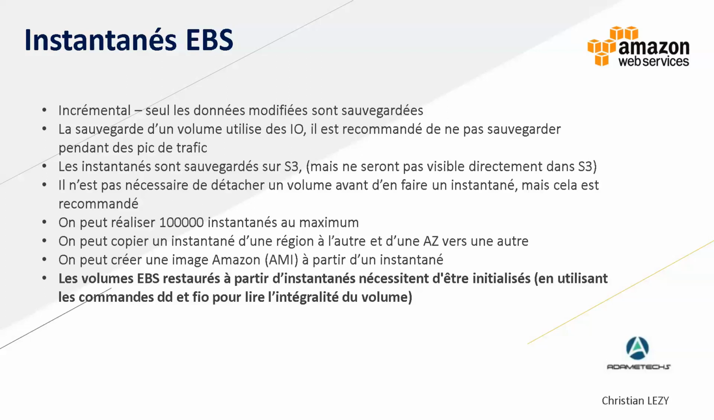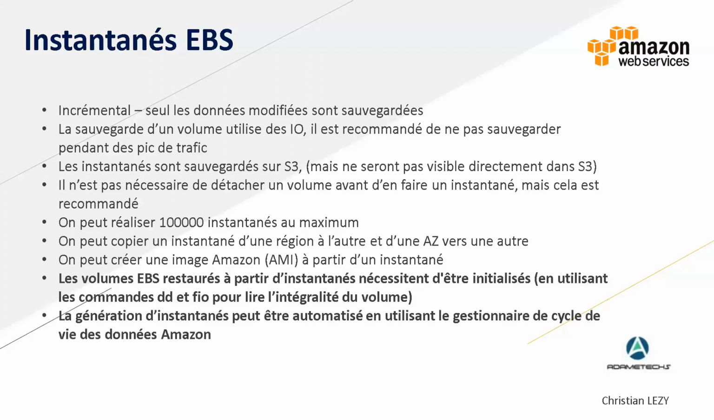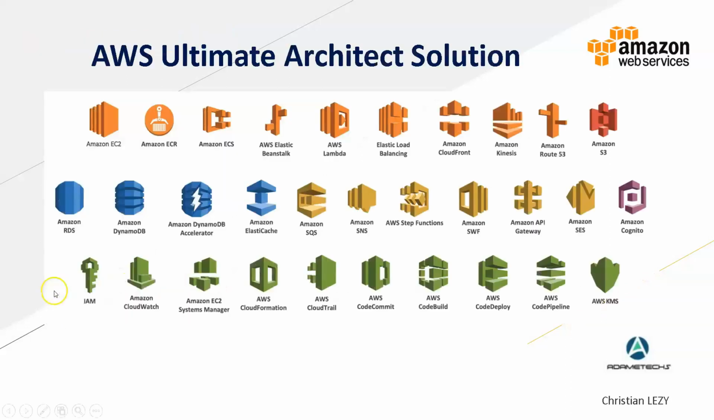EBS volumes restored from a snapshot need to be initialized using dd and fio commands to read the entire volume, lsblk to get the information, and mkfs and mount, all the commands we saw earlier, to mount our volume. Snapshot generation can be automated using the Amazon Data Lifecycle Manager. We will come back to this tool later in this training. Let's take a look at the console to see how this is demonstrated.